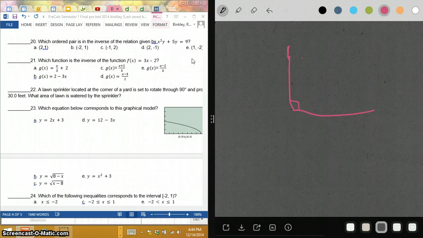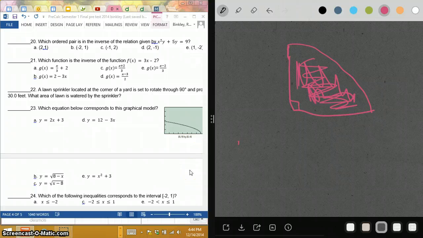Let's see, what is the area of the lawn? So the sprinkler is going to sprinkle around, and we want to know the area of this sector of a circle. Now, let's see if we remember the equation. The area equals theta, remember, your angle needs to be in radians, times the radius squared divided by 2. So 90 degrees in radians is pi over 2, right?